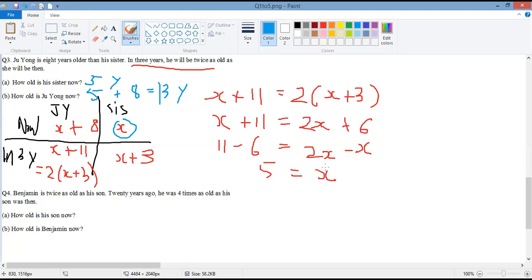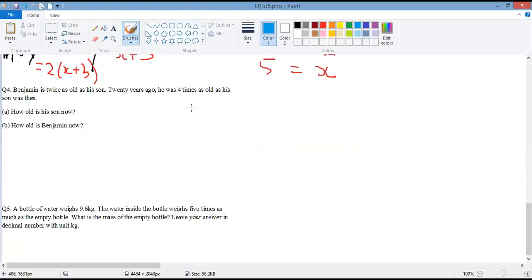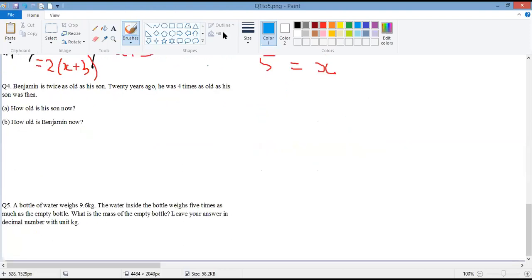Okay. If no question, we go to question number 4. Benjamin is twice as old as his son. 20 years ago, he was 4 times as old as his son was then. So now they also want to find their ages. Okay. So we have Benjamin and son.